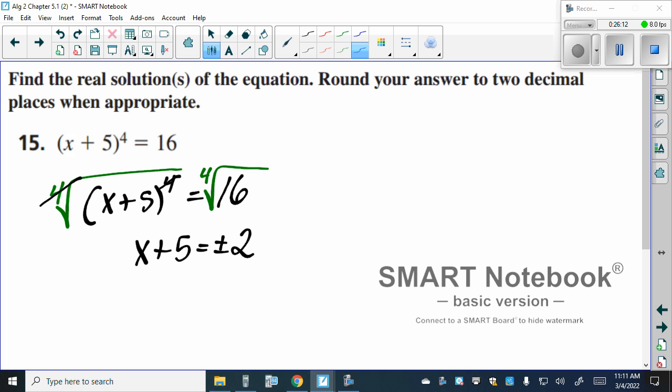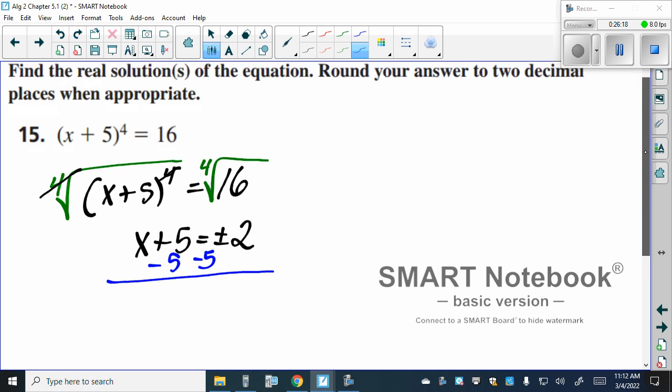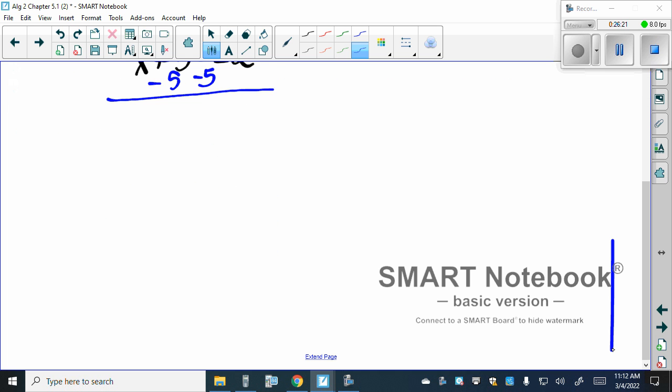But x is not by itself, so we have to subtract 5 from both sides. Which would really tell us that x is equal to negative 5 plus or minus 2. Now in the last one we did where we had an even root with plus or minus, we kind of circled and said we're done, yes? But this one's different. Because this time we have 2, don't we? Because in the last one, the fourth root of 21 wasn't a nice number. And we couldn't really add or subtract without changing it to a decimal and approximating and rounding.